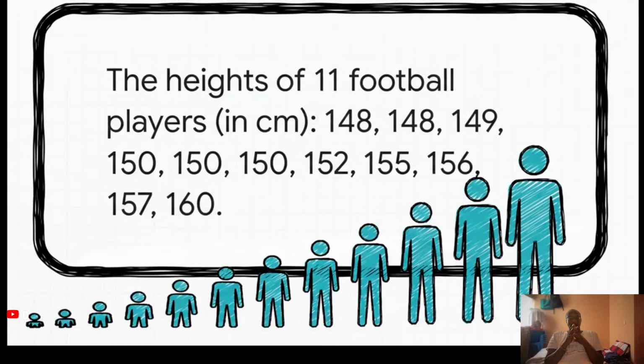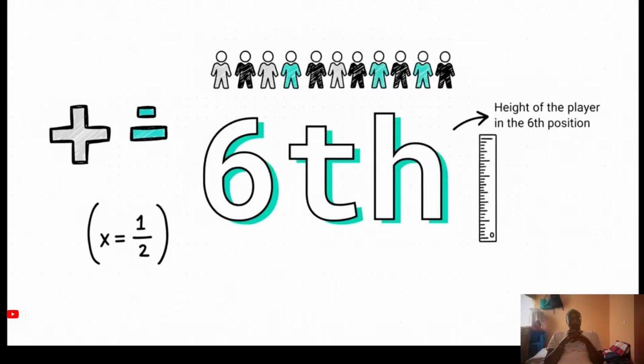All right, let's make this real with an example. So what we've got here are the heights of 11 football players. And hey, they're already sorted for us, which is nice. Our job is to find the median height of this team. Okay, so we have 11 players, right? That means our n is 11. It's an odd number, so we bust out that formula. (11 + 1) / 2 equals 6.